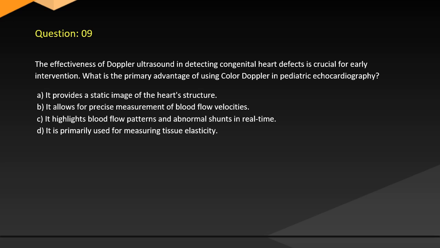Question 9. The effectiveness of Doppler ultrasound in detecting congenital heart defects is crucial for early intervention. What is the primary advantage of using color Doppler in pediatric echocardiography? A. It provides a static image of the heart structure. B. It allows for precise measurement of blood flow velocities. C. It highlights blood flow patterns and abnormal shunts in real time. D. It is primarily used for measuring tissue elasticity.